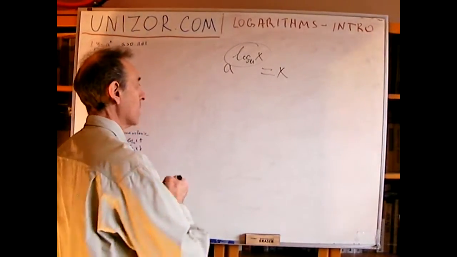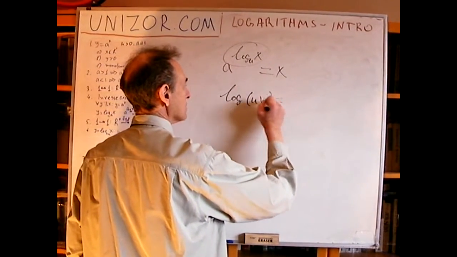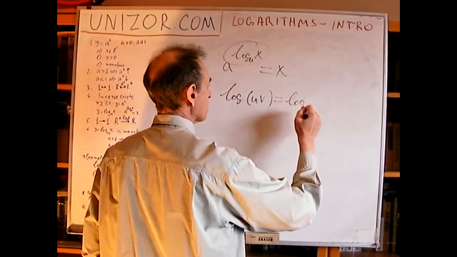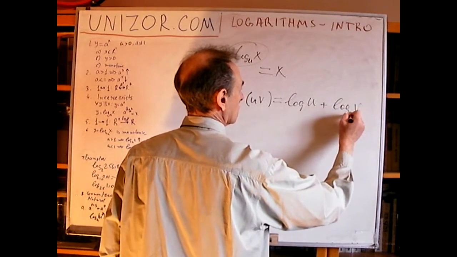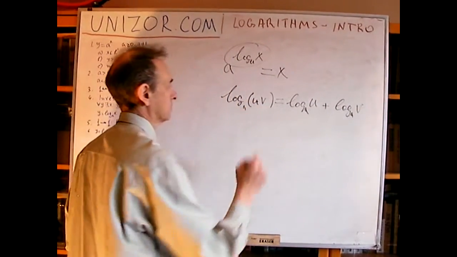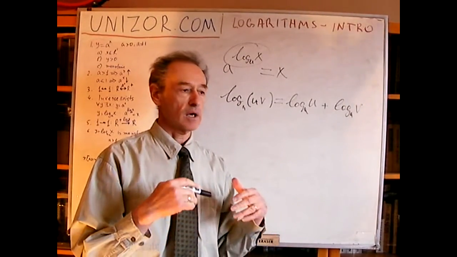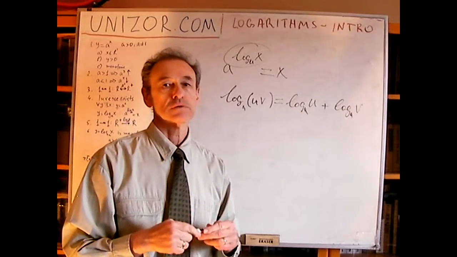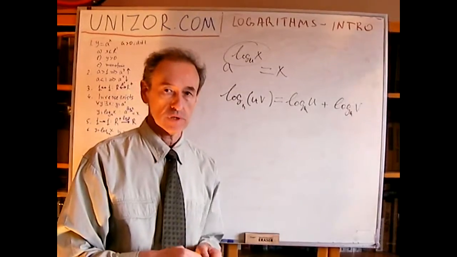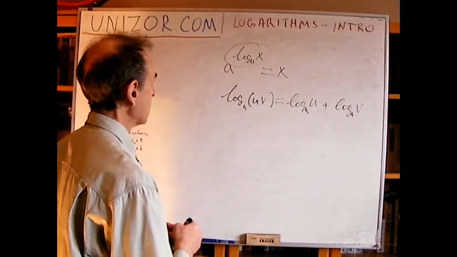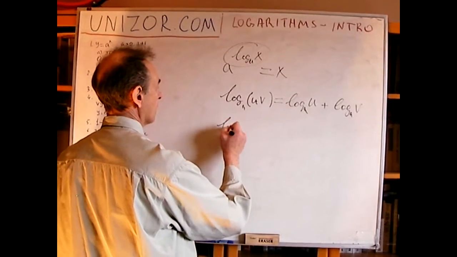That's number one. And number two, another very important property is this. Logarithm of product is equal to sum of logarithms. These are two main properties of the logarithm which you really should remember and keep always in mind. Everything else can be derived from this. Just as an example, from this we can very easily derive this.